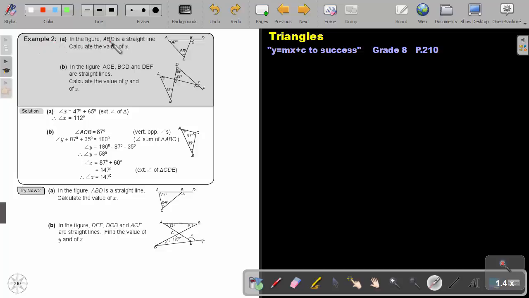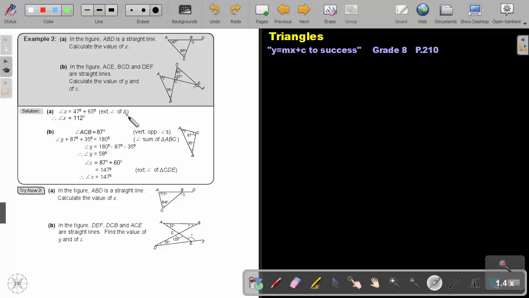In the figure, ABD is a straight line. Calculate the value of x. If you look, this is an exterior angle and this is the opposite interior angles. The sum of the opposite interior angles adds up to form the exterior angle. So to find x, I will just add the opposite interior angles. Just find the sum, and that will give me a value of 112. So we use that property.